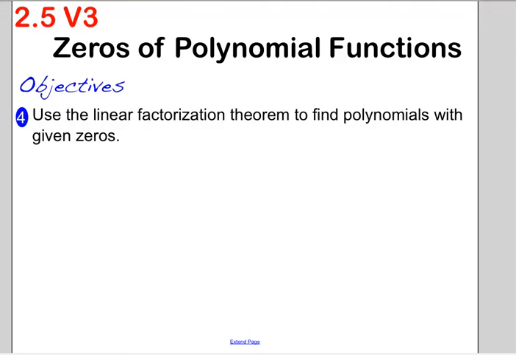Section 2.5, and this is the third video in this section. Today we're using zeros of polynomial functions still, and today we're going to do the opposite. In the previous videos we've been solving polynomial functions. Today we're going to go the other way around. We're going to get the zeros and we're going to actually find the equation. So we're going to work backwards.